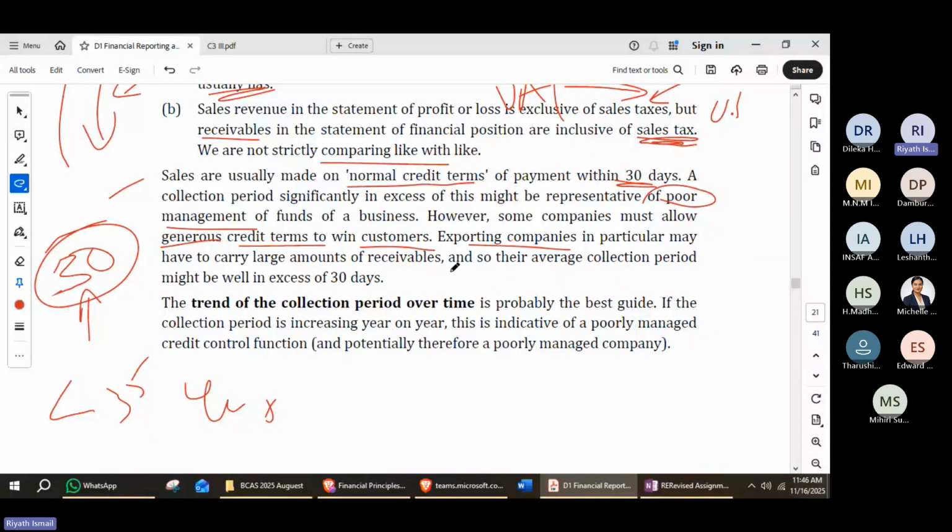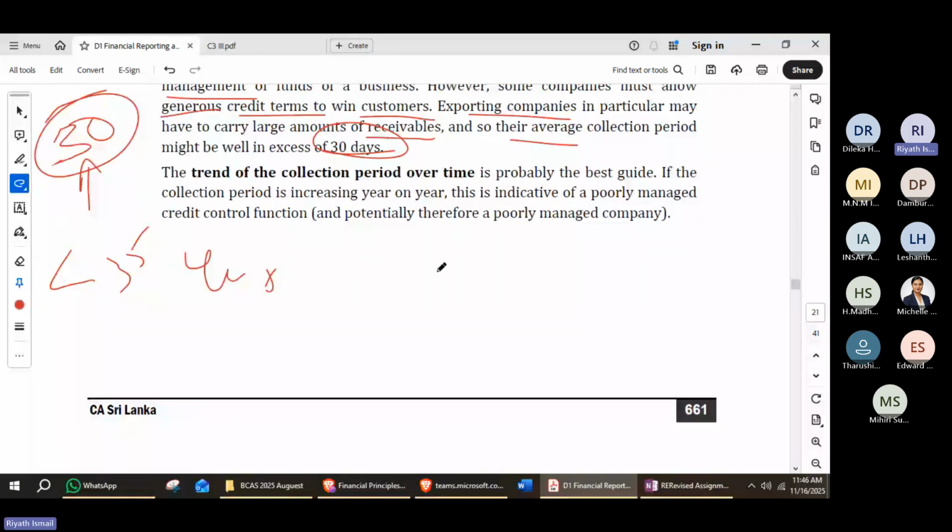Exporting companies in particular may have to carry a large amount of receivables, so their average collection period might be in excess of 30 days. In international business, to attract more customers, they may give credit for a long period.